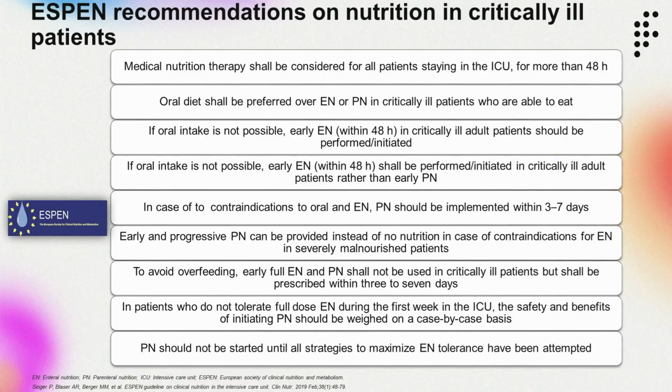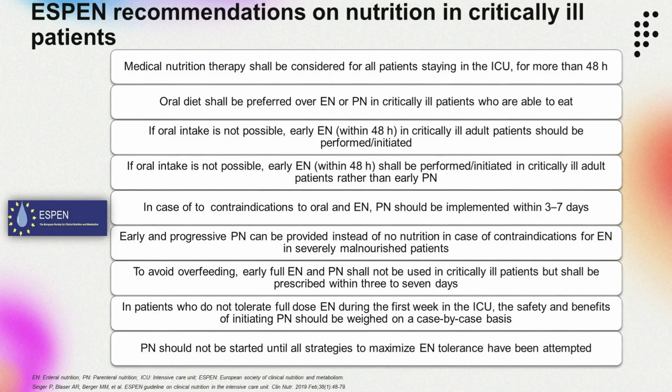rather than early PN. In case of contraindications to both oral and EN, PN should be implemented within 3 to 7 days. Early and progressive parenteral nutrition can be provided instead of no nutrition in case of contraindications for EN in severely malnourished patients. To avoid overfeeding, early full enteral nutrition and PN shall not be used in critically ill patients but shall be prescribed within 3 to 7 days.